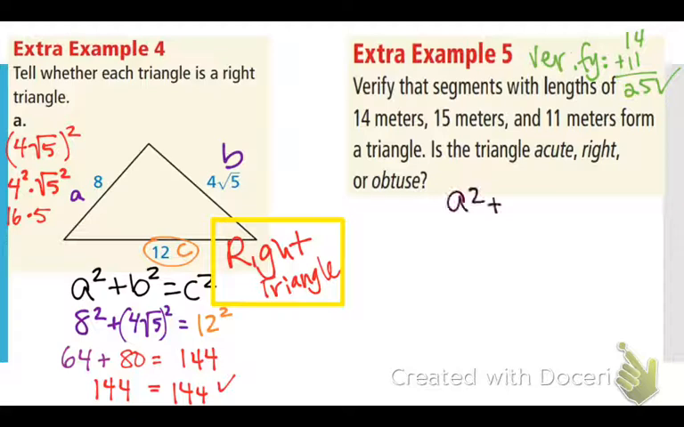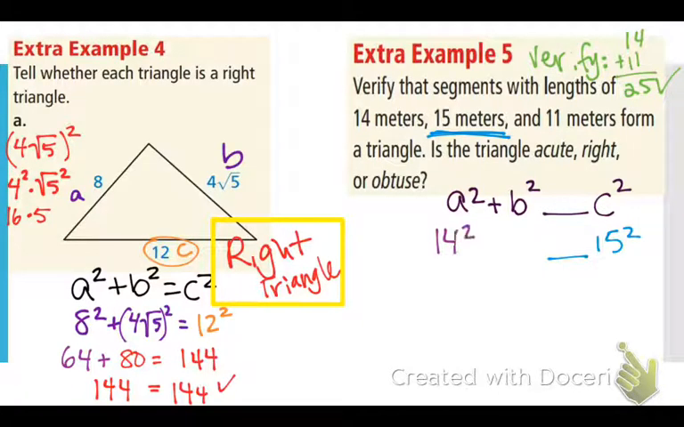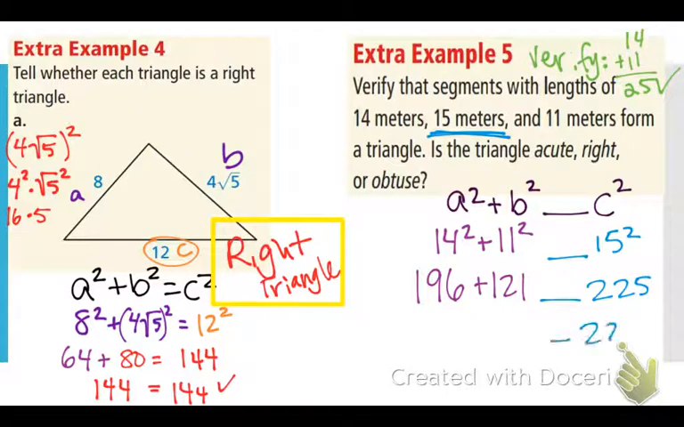So then we're going to use the Pythagorean Theorem to compare the hypotenuse squared to the legs squared. So which one of these would be the hypotenuse? 15. So that means the other two would be 14 squared and 11 squared. 14 squared is 196. 11 squared is 121. And then 15 squared is 225. Add 196 and 121 together and you get 317.